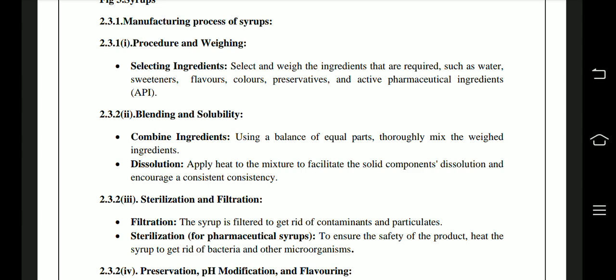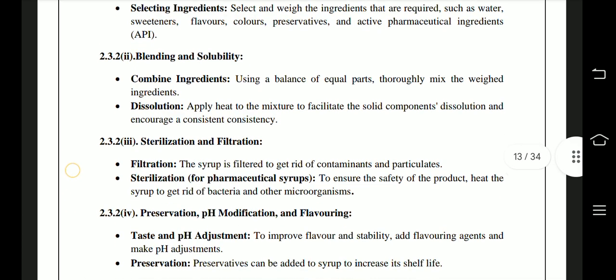Blending and solubility is the second step of the manufacturing process. Combining ingredients and dissolution are the steps that are involved in blending and solubility. Combine ingredients using a balance of equal parts. Thoroughly mix the wet ingredients. Dissolution: apply heat to the mixture to dissolve the solid components and encourage a consistent consistency.